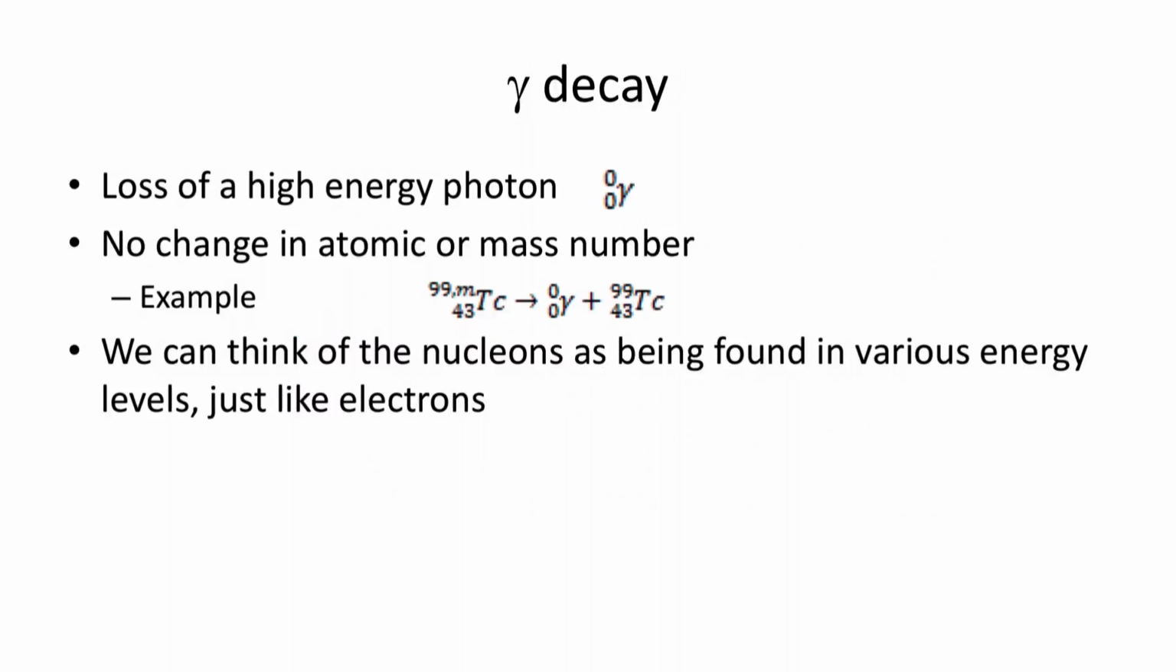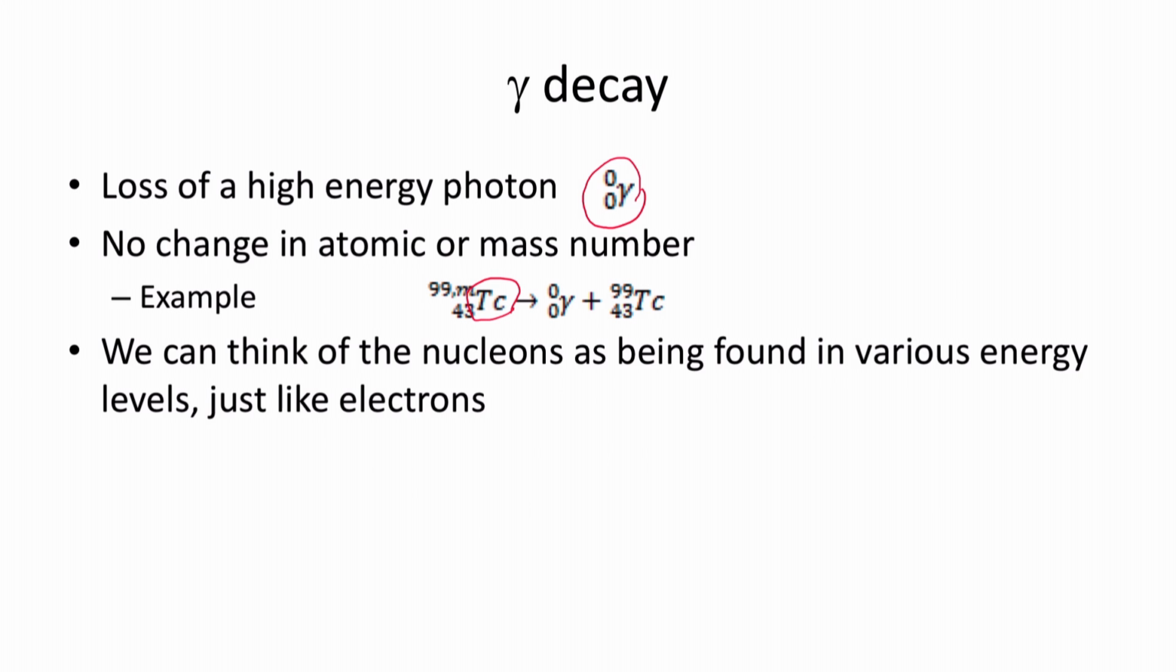The final type of radioactive decay is something called gamma decay, or gamma emission. So these are going to be high energy photons that are lost. Okay, so this is the symbol for a photon, 0, 0, gamma. The 0 on the bottom is because the thing has no charge. The 0 on top is because the thing has no mass. And so this is not going to change the atomic number, nor is it going to change the mass number. Okay, and so here's an example of gamma decay.